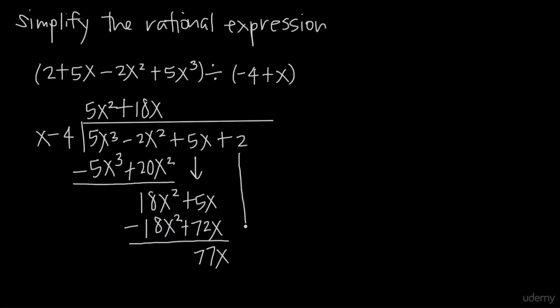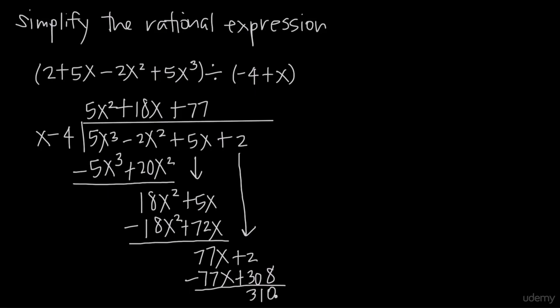Now I bring down my next term, positive 2, and I look at my first terms again, x and 77x. What do I have to multiply by x to get 77x? Well, that's just 77. So I put my plus 77 up here. 77 times x gives me 77x. 77 times -4 gives me -308. Then I change the signs and add. Change the sign from a positive to a negative, change the sign from a negative to a positive, and add. 77x plus -77x gives me a 0. Those two cancel. Positive 2 plus positive 308 gives me 310.